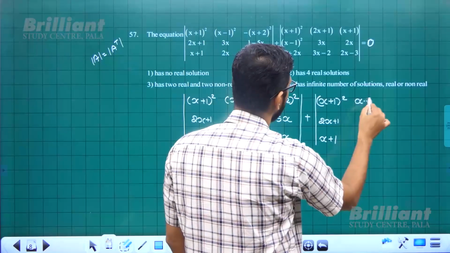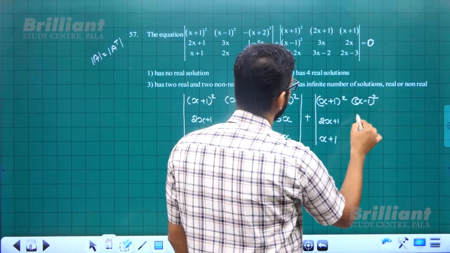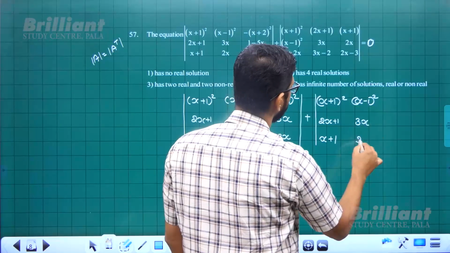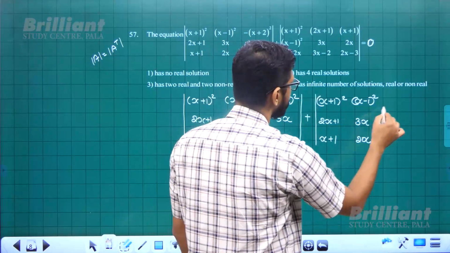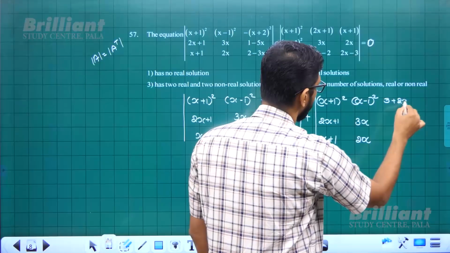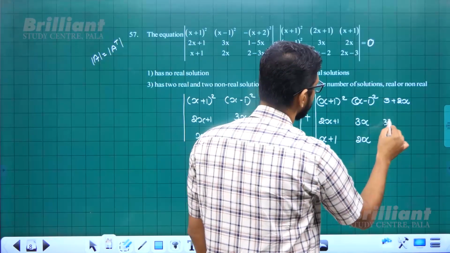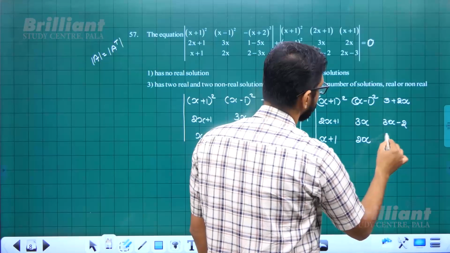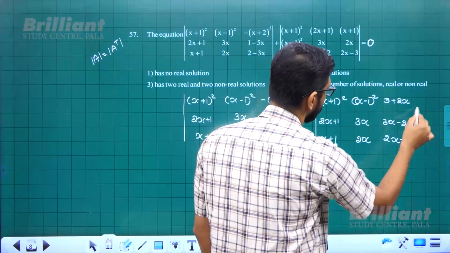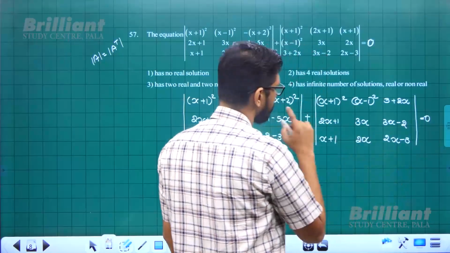Second, (x - 1) the whole square, 3x, 2x, 3 + 2x, 3x - 2, 2x - 3 = 0 is what is given to us.